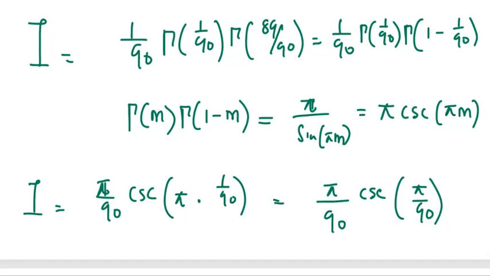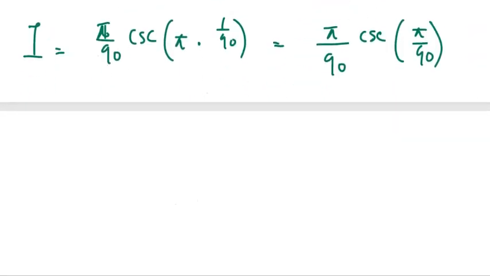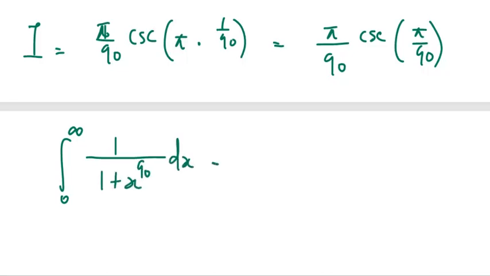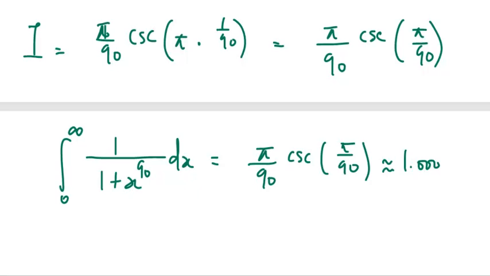This is beautiful. So now we can say that the integral from 0 to infinity of 1 divided by 1 plus x raised to the power of 90 dx is equal to pi over 90 CSC of pi over 90. And this right over here is just approximately equal to 1.000203.